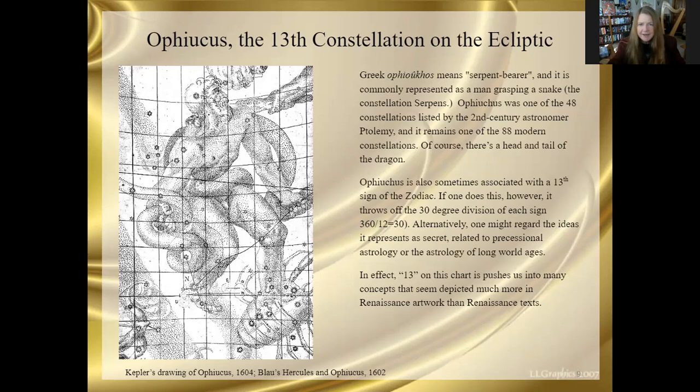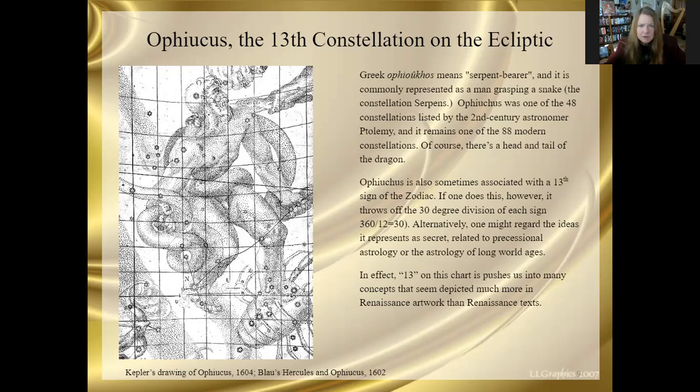personally, although I have heard one person in particular talk about Ophiuchus as the 13th zodiac, and I really respect the work of that person, I think in terms of the kind of thought Dee has been developing, it just doesn't work very well. But you can look at Ophiuchus and the ideas connected to it, and the number 13 has a secret related to precessional astrology, or the astrology of long world ages. And I'll tell you then why that would be a secret.